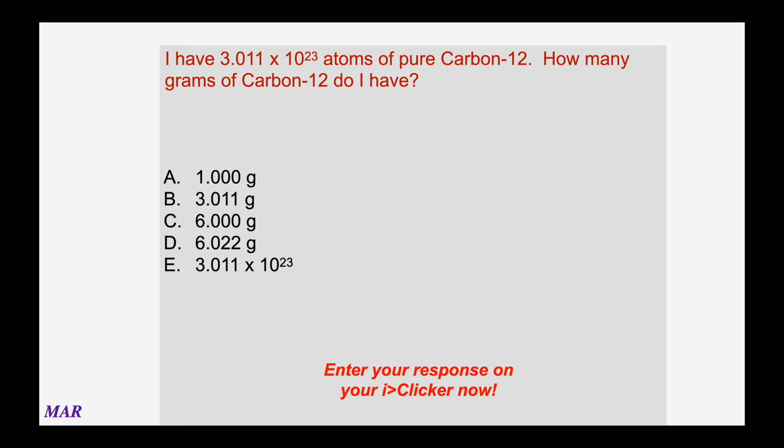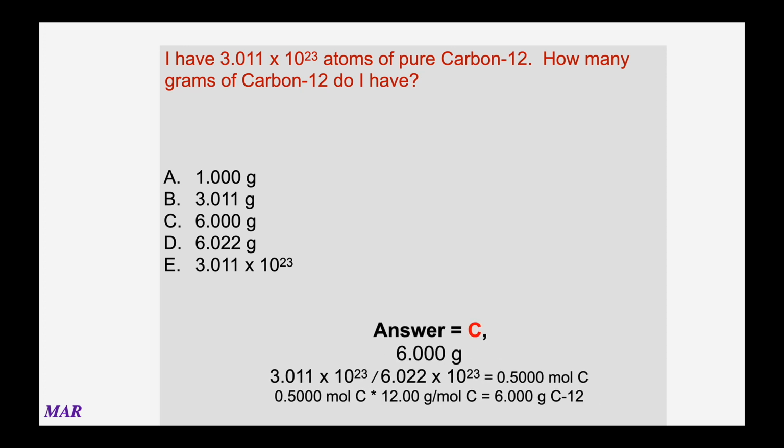So mathematically, you could take the number of atoms we're given, divided by Avogadro's, 6.022 times 10 to the 23rd. But notice if you divide by that number, the 10 to the 23rds cancel out. 3.011 divided by 6.022 is half, 0.5000. That's the moles. And then half of a mole times 12 grams per mole is how you can find the answer. Now, if that was too weird, here's the worked out answers.